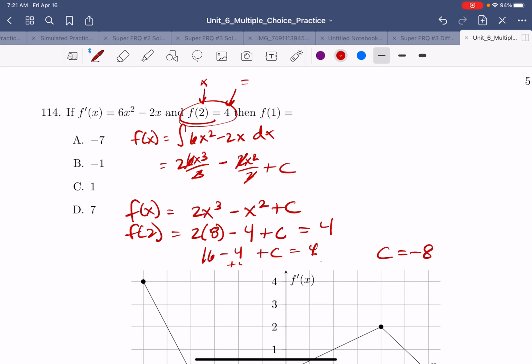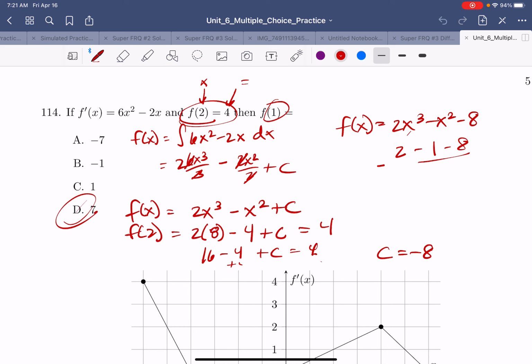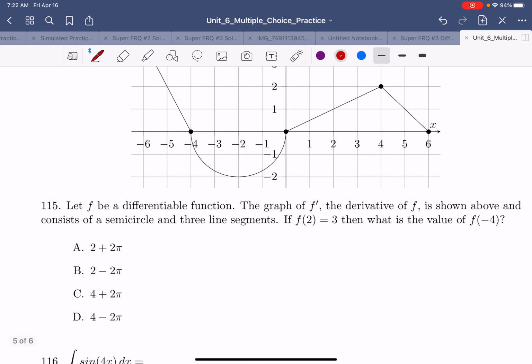And then, so there's my original function. So f of x is equal to 2x cubed minus x squared minus 8. And then I'm going to plug in 1 into all of this. So that'll just be 2 minus 1 minus 8. Minus 9 plus 2 is, nope, minus 7. Okay. So 114 is A.